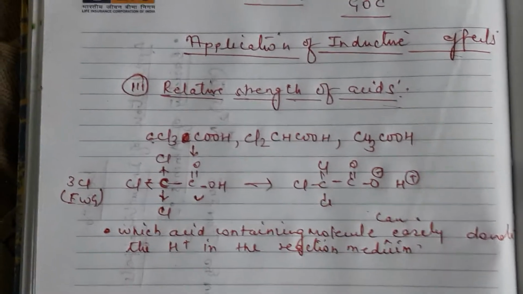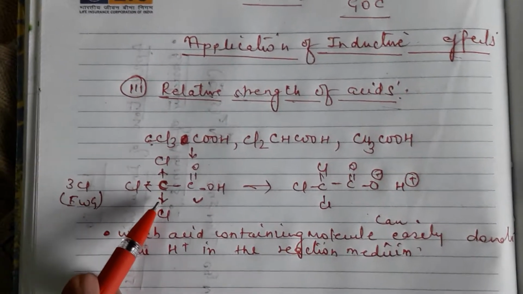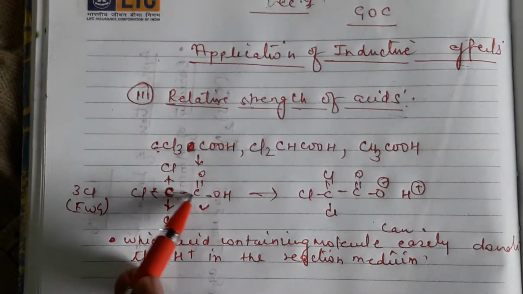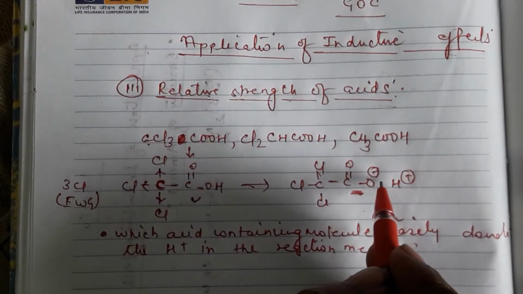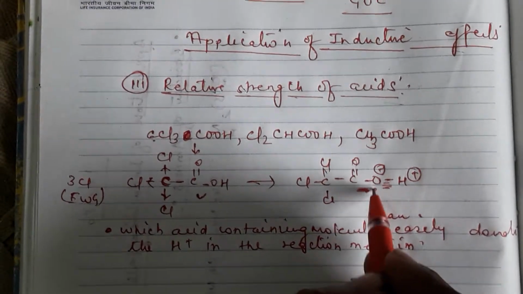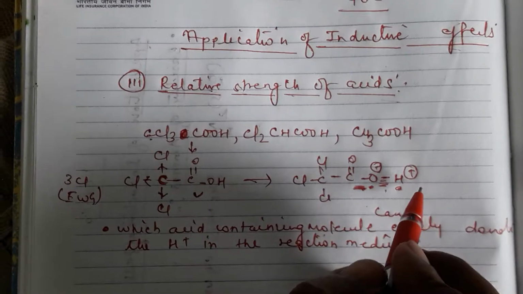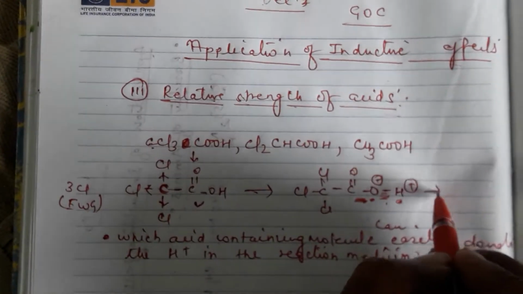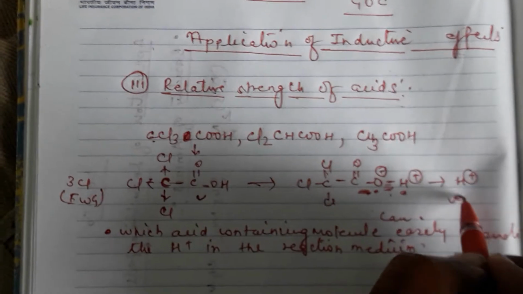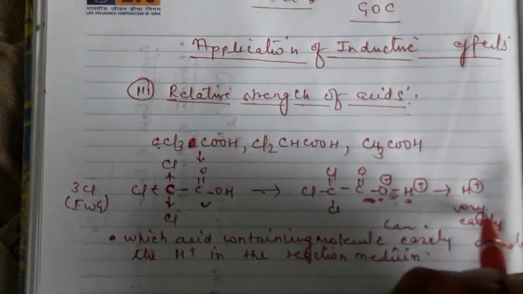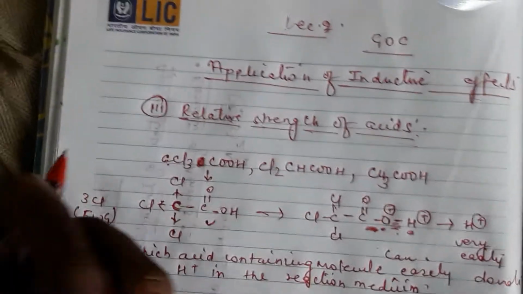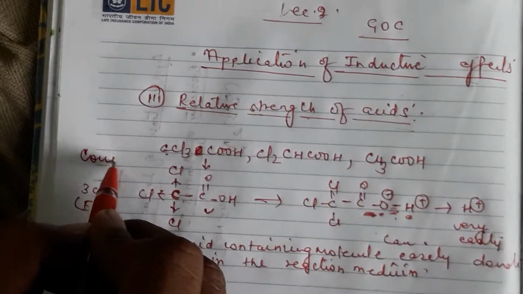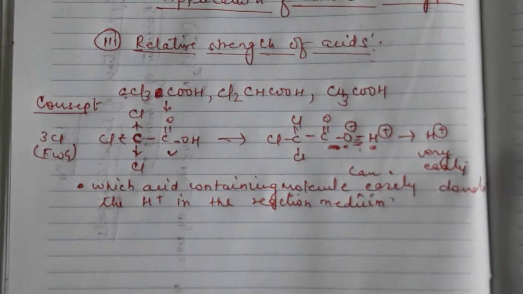When the chlorine atoms attract electrons from the carboxylate anion, the charge density becomes less here. So the interaction between this oxygen and hydrogen becomes less, and it releases H plus very easily. By this concept you can identify which molecule will release H plus easily and be a strong acid.